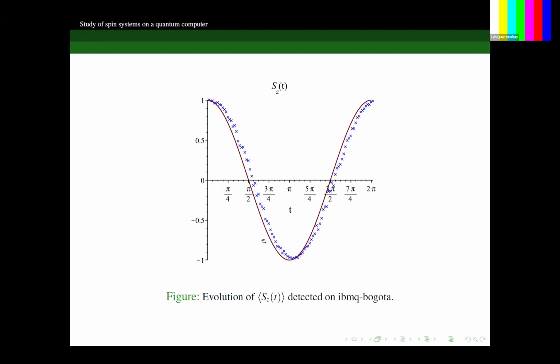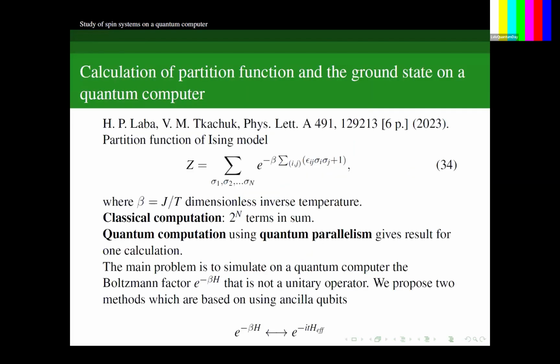Then as a result of tunneling here, you find spin down and so on. So we can directly find such tunneling. We can observe this tunneling on a quantum computer. Okay.